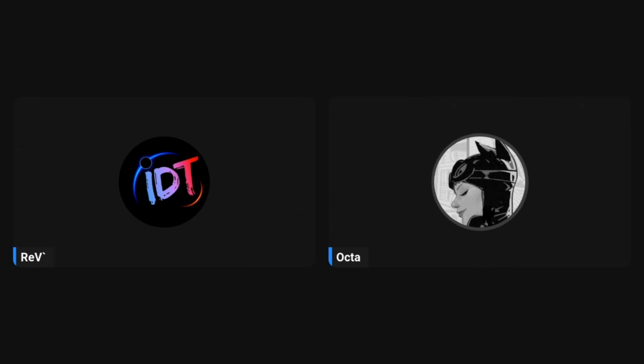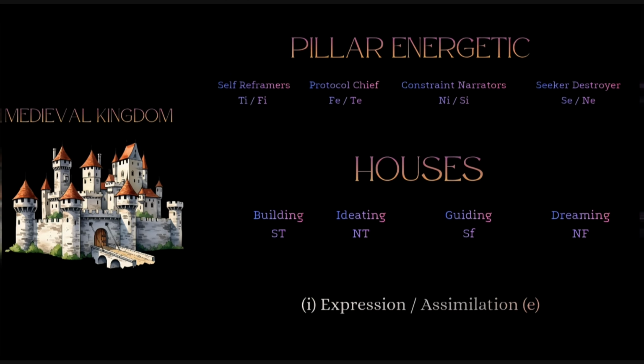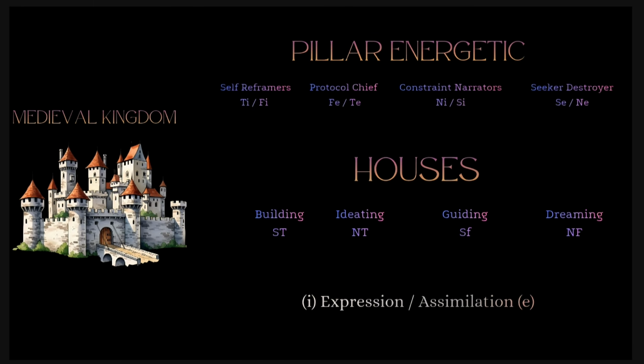So, in order to understand better why we're doing it this way, we have prepared the pillar energetics and the houses. We're also going to dive into the expressions and the simulation. Remember that the functions can be attached or detached, introverted or extroverted. It's going to be explained a little bit more in detail. Just keep that in mind. So for the houses, Rev, in IDT, what are the houses and what do they look like?